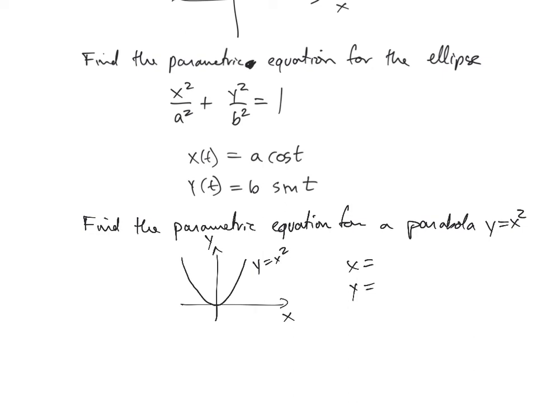Well, I could just say, let x equal t. And now what does y have to be? Somebody want to shout it out for me? If I say x is equal to t, then what does y have to be? T squared. Exactly. It's that easy. Okay? What would be my position vector as a function of t for this parabola? T squared, right?